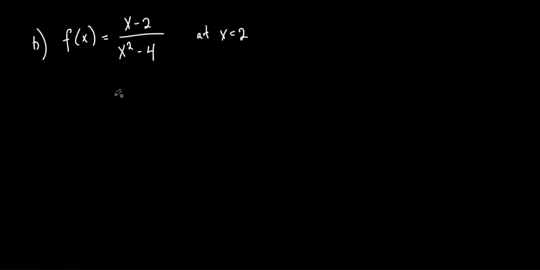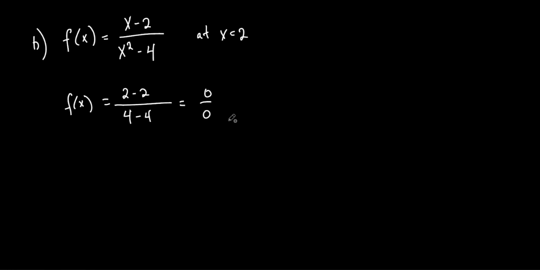So let's put a 2 in for this. Put f of x equals, put a 2. 2 minus 2, right? And then put a 2 in for this. 2 squared is 4 minus 4. Look what I get. I get 0 over 0. What's 0 over 0? Is that a 0? Is it a 1? What is it? It's nothing. Exactly right. It does not exist.